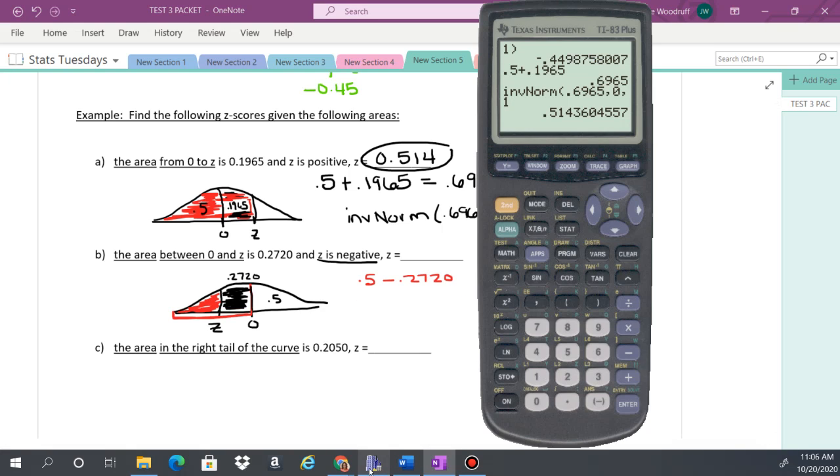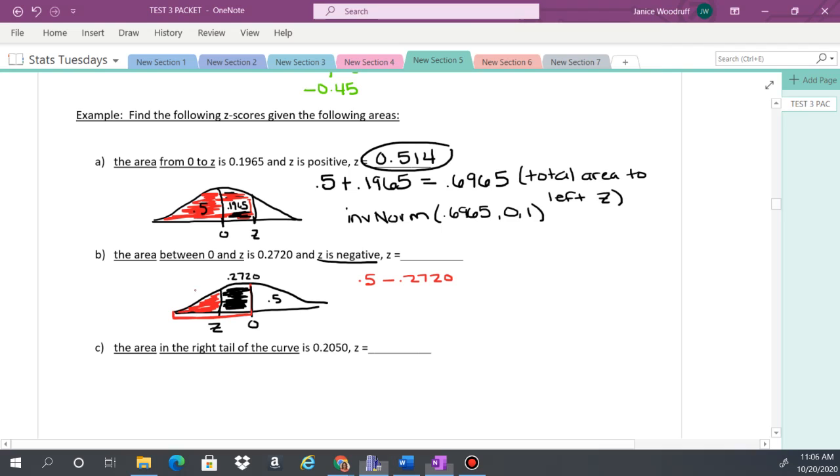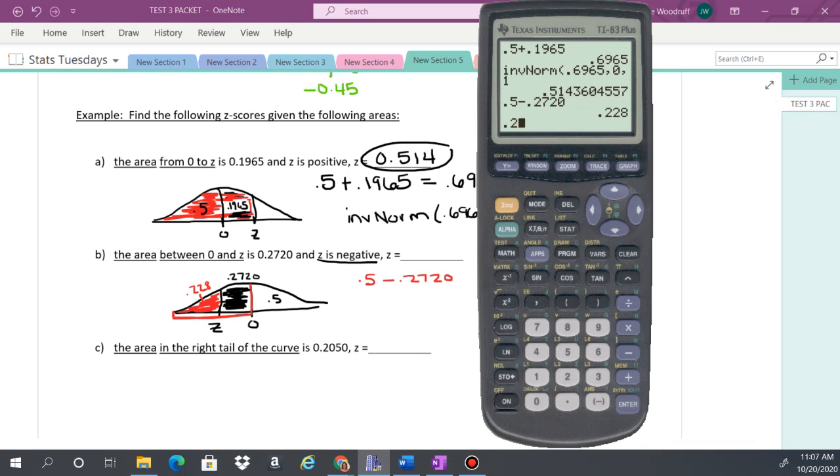So 0.5 minus 0.2720, 0.228. So this should be 0.228 right here. Okay, let me just check that. 0.228 plus 0.2720, 0.5. Okay, so that should be good. This total area here is 0.5, which brings us to the 0 right here. So I have the area to the left is 0.228.